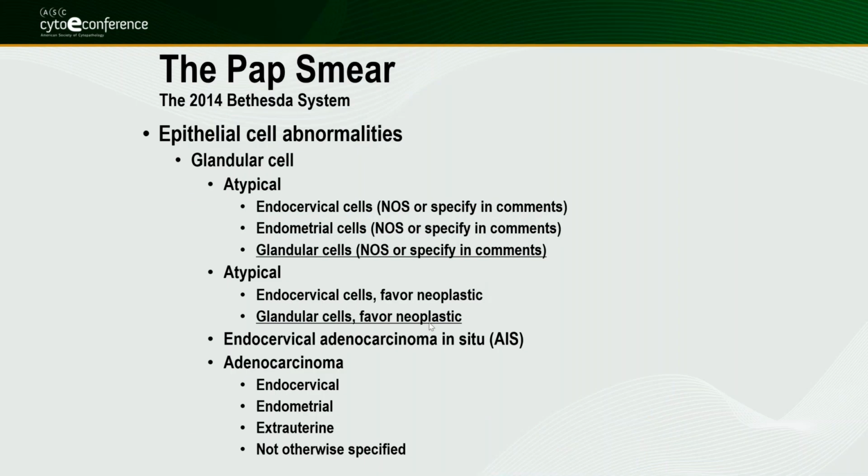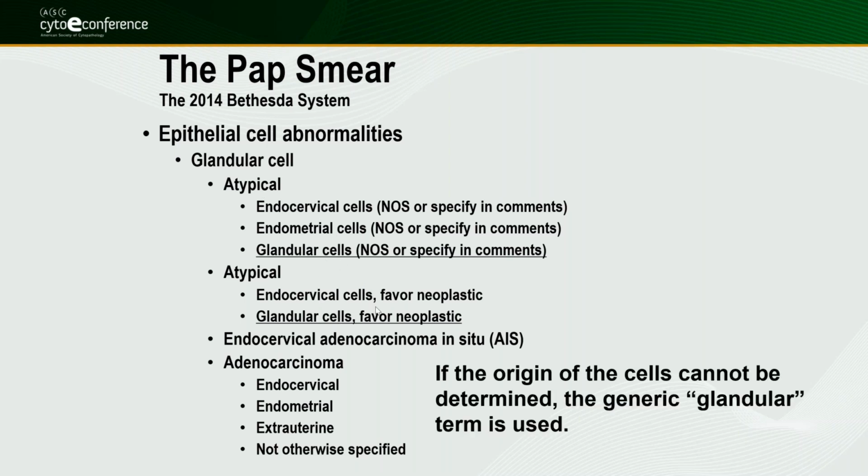Okay, so then there are also atypical glandular cells, NOS, or atypical glandular cells favor neoplastic. This is if the origin of the cells cannot be determined, the generic glandular term is used, and I will show you an example of when to use that. But usually endocervical cells and endometrial cells do look very different, so we should be able to tell. But when we cannot tell, we use a generic atypical glandular cells terminology.